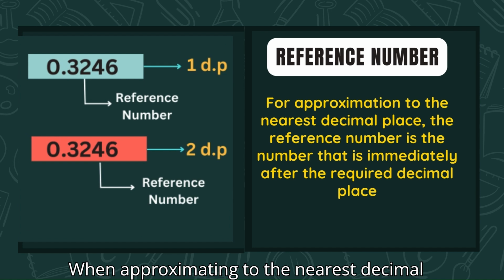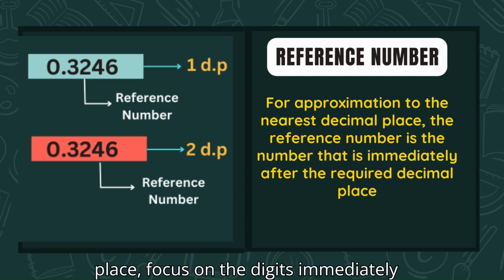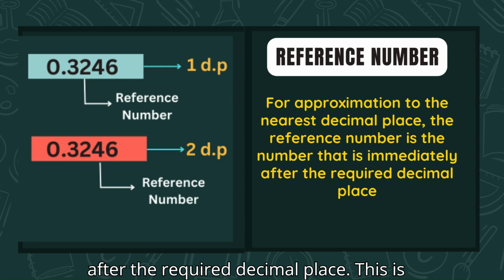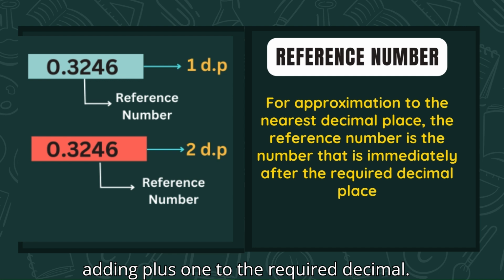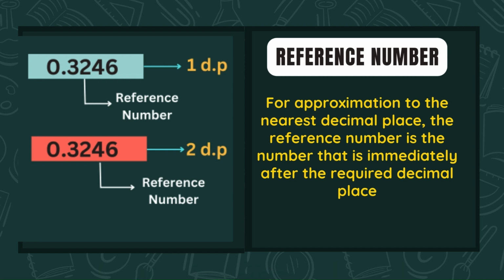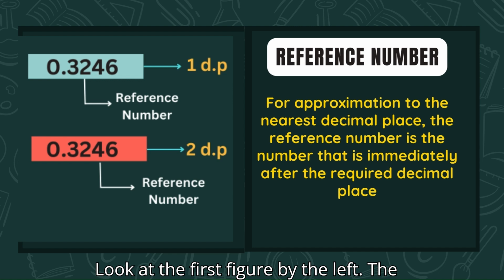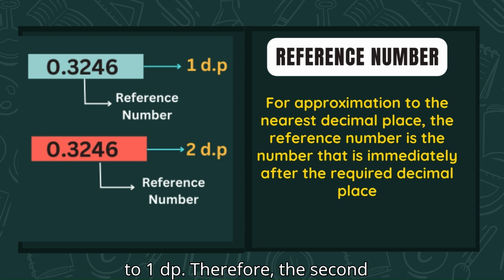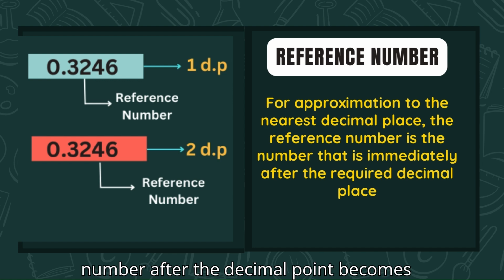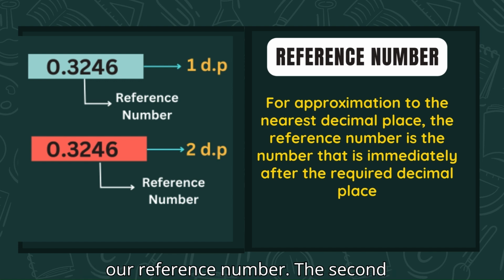When approximating to the nearest decimal place, focus on the digits immediately after the required decimal place. This is your reference number. Think of it as adding plus 1 to the required decimal. Look at the first figure by the left. The instruction is to approximate the number to 1 dp. Therefore, the second number after the decimal point becomes our reference number.